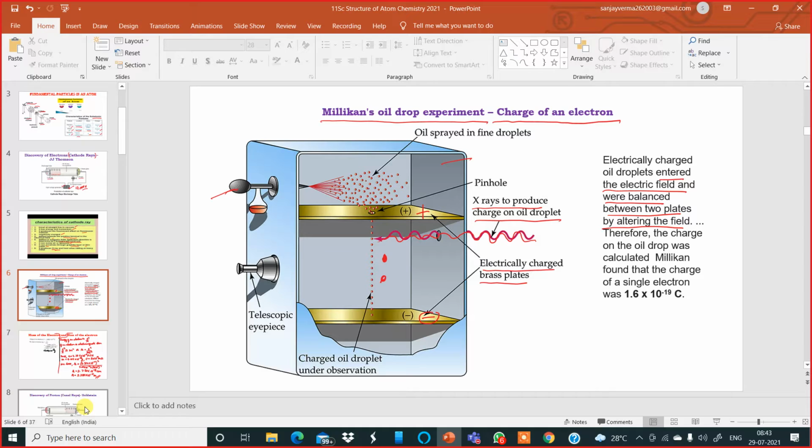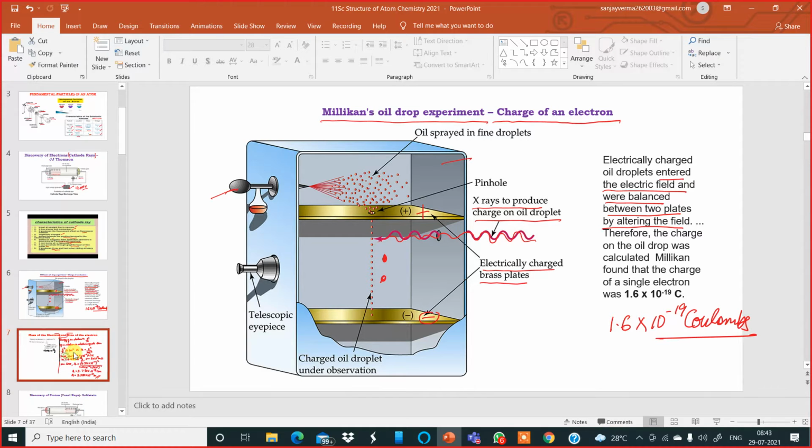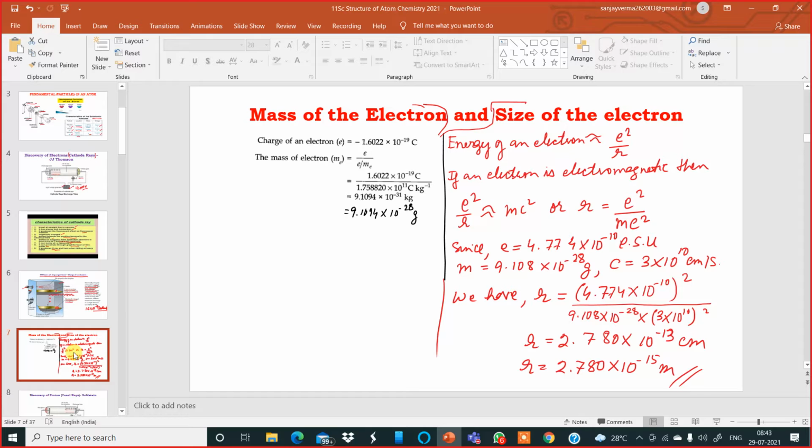Now Millikan found out that the charge of a single electron was 1.6 × 10^-19 coulombs. That C stands for coulomb. That is the charge of an electron. So that is how the charge of an electron was determined. Now moving further to the mass of an electron.